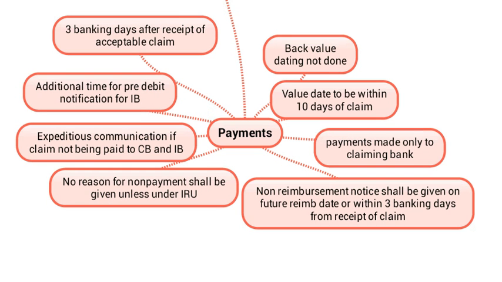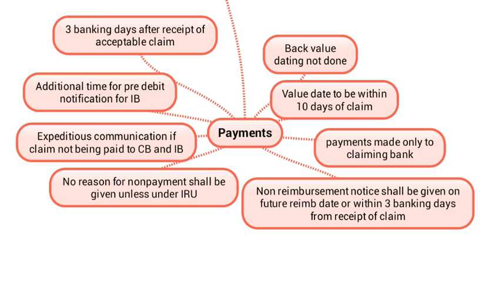How payments will be made under the URR? Let us see a little bit about this. The payments will have to be made by the reimbursing bank within 3 banking days after the receipt of an acceptable, complete and proper claim. Additional time for pre-debit notification for the issuing bank, if any is required, is in addition to this 3 days.